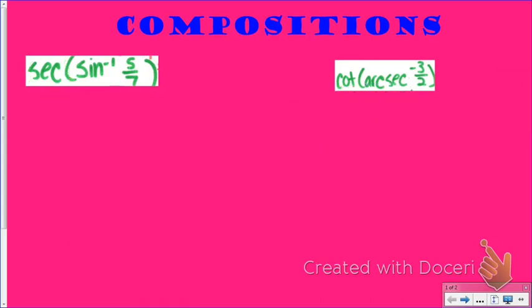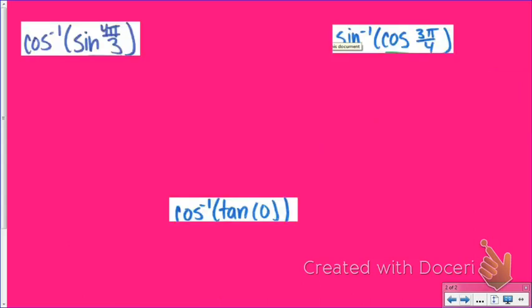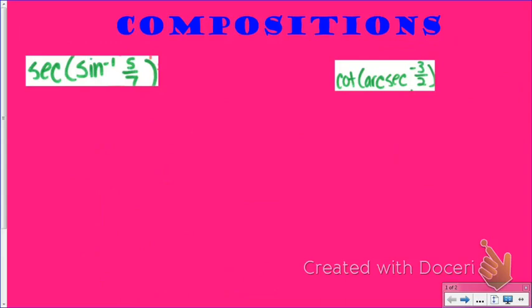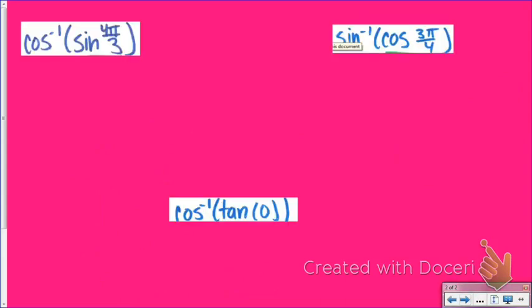Alright, where these get a little bit trickier though is when we move on to exact values. So if you look, these questions are written differently. The questions before, the inverse was on the inside of my function. Now, the inverse is actually on the outside. So what I have to start off with are exact values.